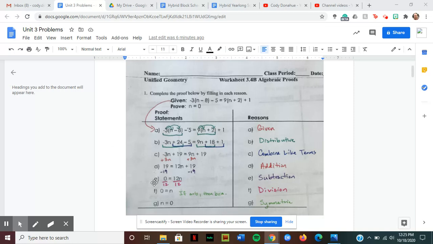Now from D to E, I had to subtract 19 to get 0 equals 12n, so that's using subtraction property. To get from 0 equals 12n to 0 equals n, we had to use the division property, dividing both sides by 12. And now to get from F to G, we have 0 equals n to n equals 0. Well, if you look on your sheet, there's one of those properties that says if A equals B, then B equals A. Basically, I can switch things that are on the different sides of the equal sign. So to go from 0 equals n to n equals 0, I had to use the symmetric property.